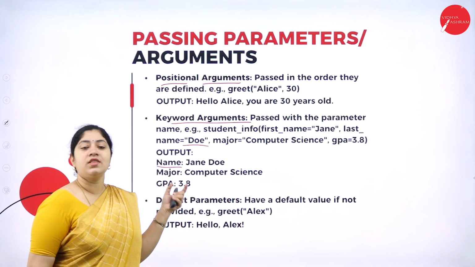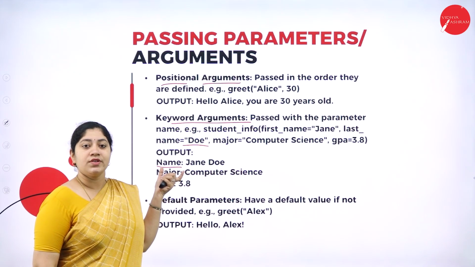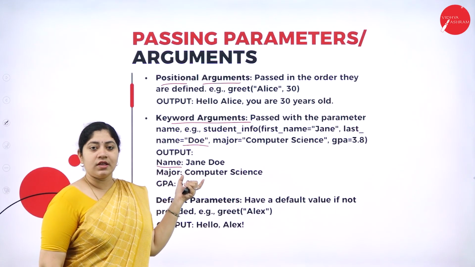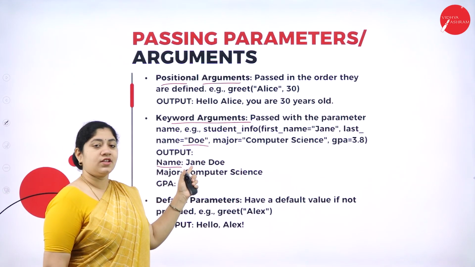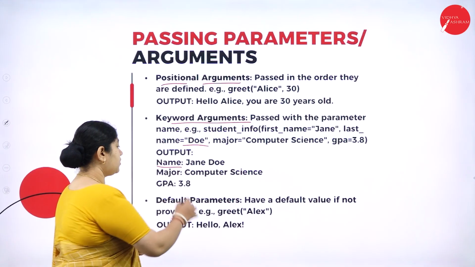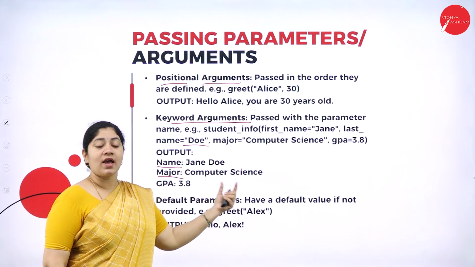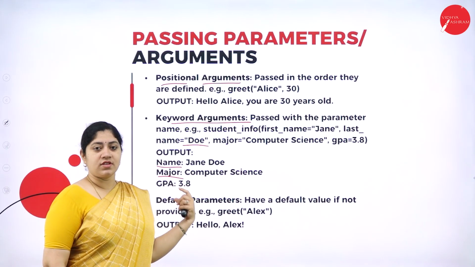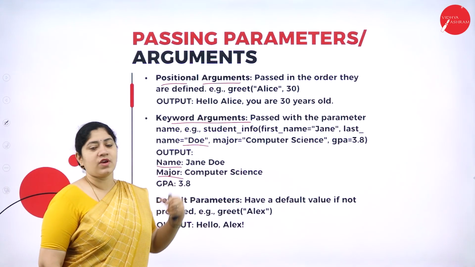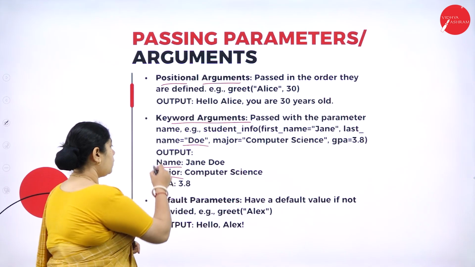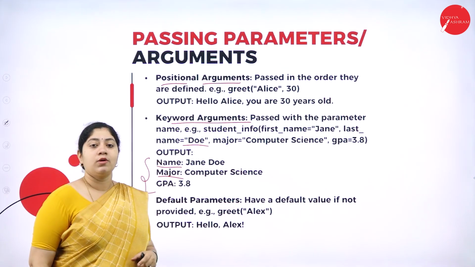Initially in the output, we will see the name concatenated together, that is Jane Doe, followed by the major or the field he has opted for, that is computer science, and the GPA he has secured, which is 3.8 as we have defined. So this is how we get the output.